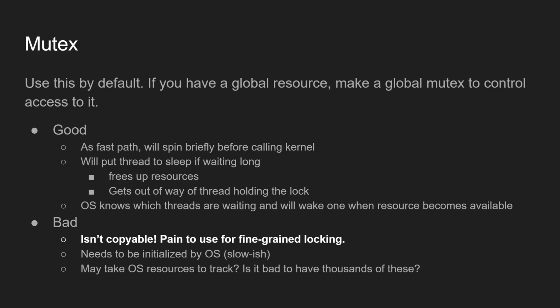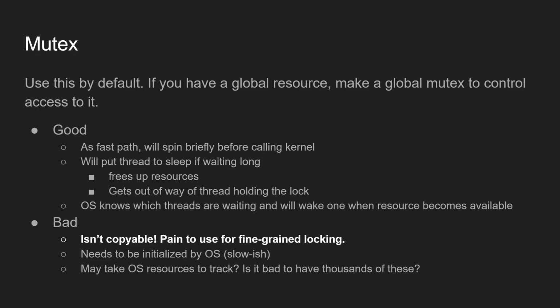Generally, libraries only provide a mutex because it's a good default, and it's the don't-shoot-yourself-in-the-foot option. If you don't feel confident in when you should choose one or another, or if you have a single global resource that you need to have exclusive control over by a single thread at a time, then you should use a mutex. There are a lot of good things about mutexes.